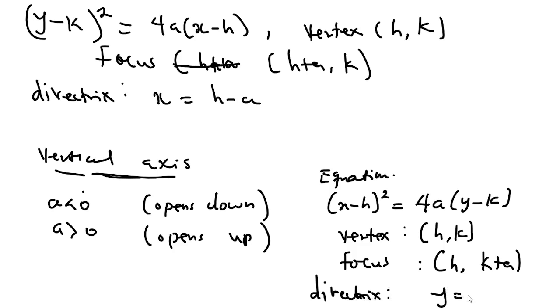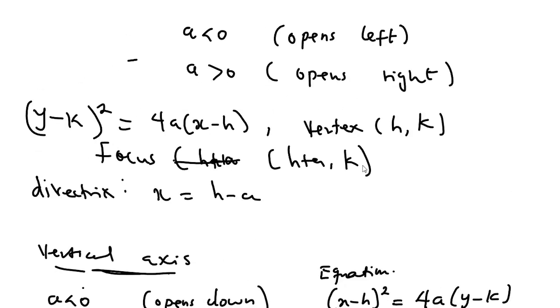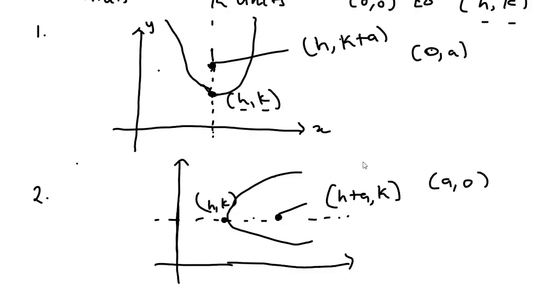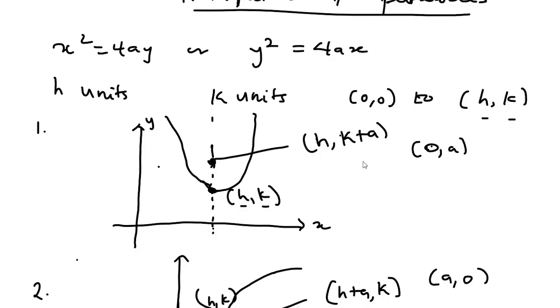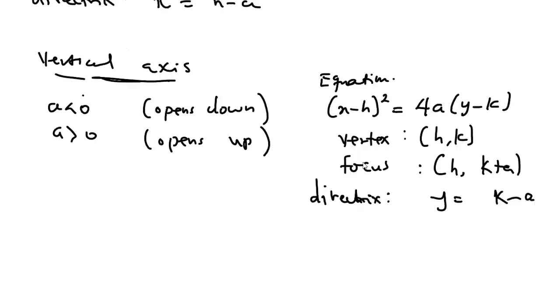Y will be equal to what? K minus a. That is for the directrix. Let's look at a typical example on this, the translations. Let's look at an example on that.